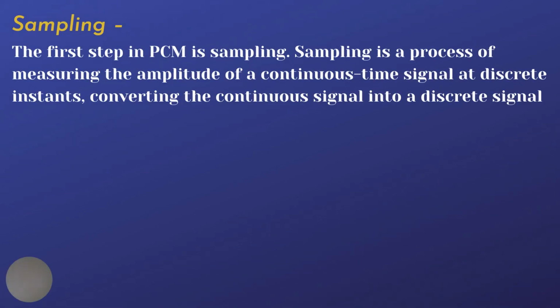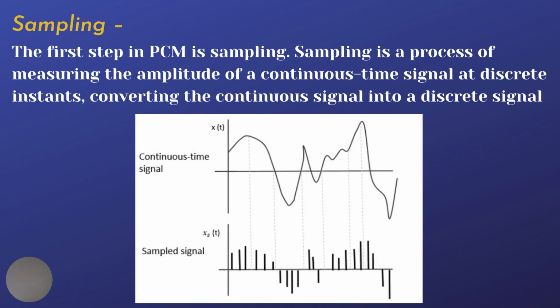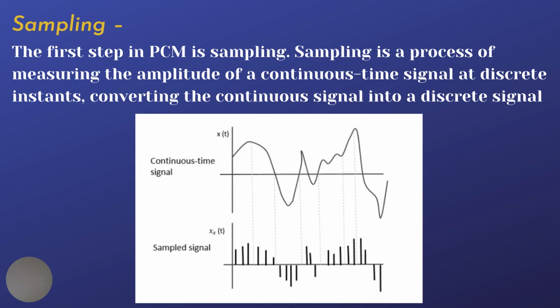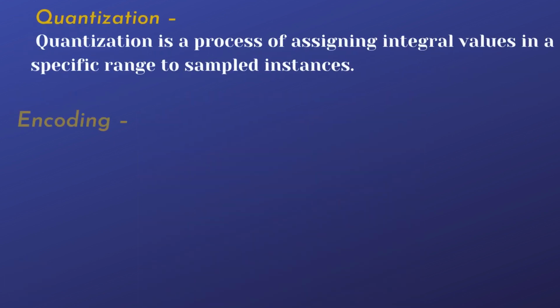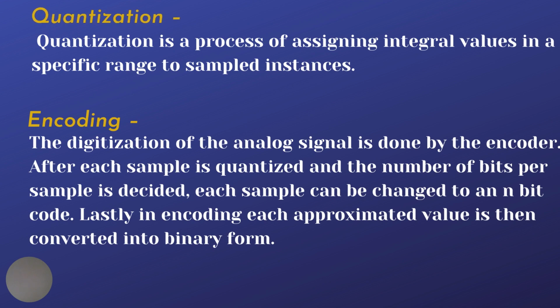The first step in PCM is sampling. It is a process of measuring the amplitude of a continuous time signal at discrete instants, converting the continuous signal into a discrete signal. The below graph shows the difference between a continuous time signal and sampled signal. After the first step of sampling, the second step is quantization.